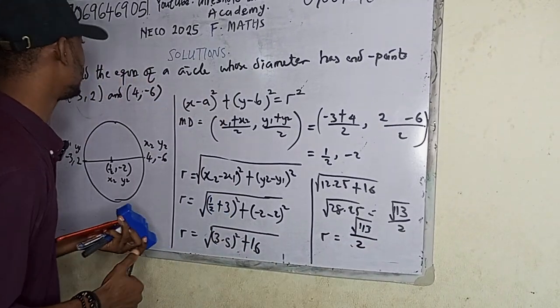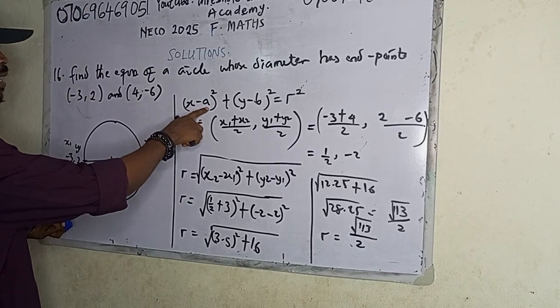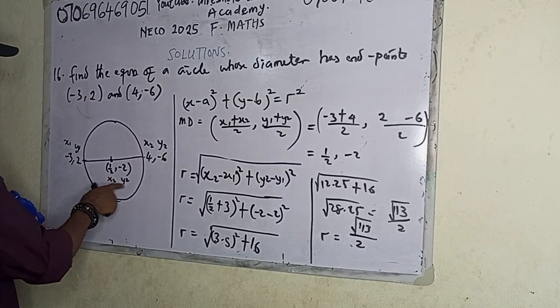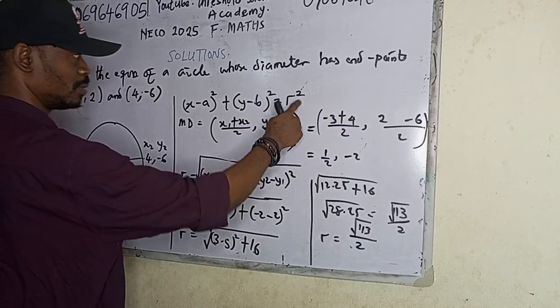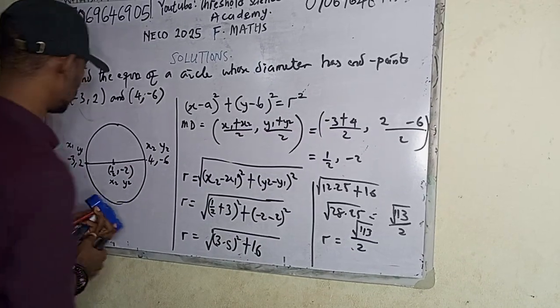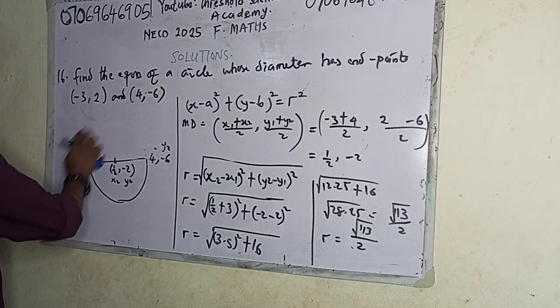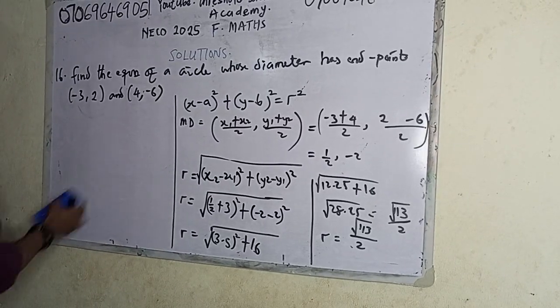So I've gotten everything I need for my formula. I know my A, I know my B. That's going to be my A, and that's going to be my B. All right, and I know my r as root 113 over 2. I'm just going to be squaring it. Let me just clean the board so that I can accommodate this new formula.